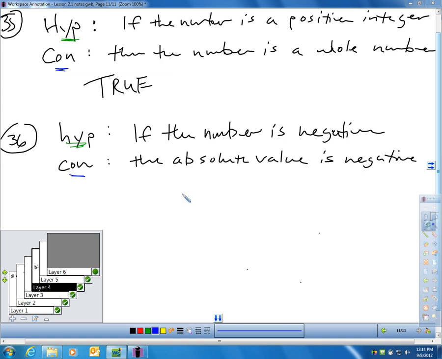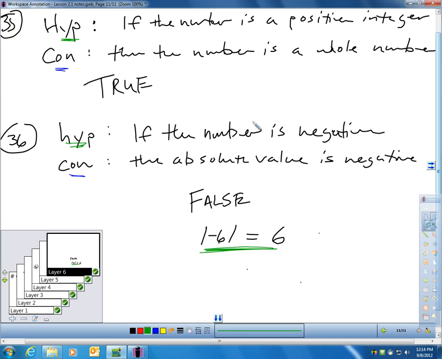you're probably coming to the same thought as I am. That's not true. I can think of a negative number that when I take its absolute value, I don't get a negative result. Okay, here would be a counterexample. This is false. The absolute value of negative 6 is not negative 6, it's positive 6. Okay, so when you have a false conditional statement, you want to provide a counterexample. I'll underline mine in green. There's my counterexample. I just gave you an example that makes this statement false. I gave you a negative number whose absolute value is a positive amount.